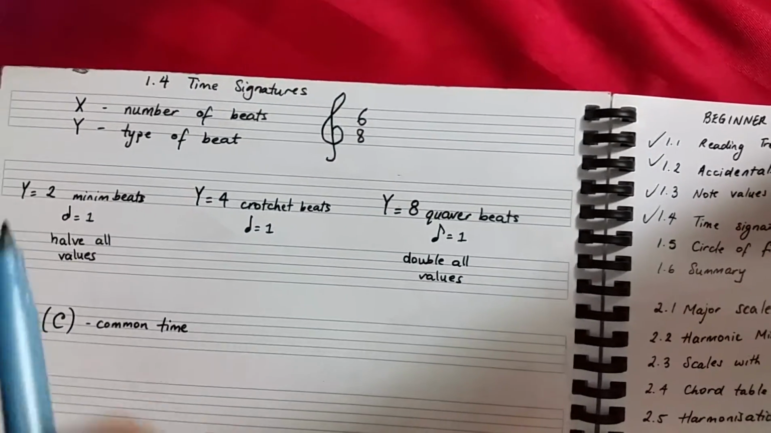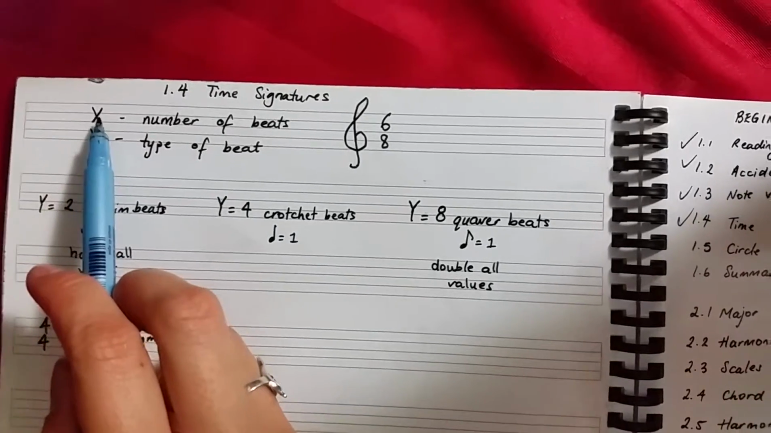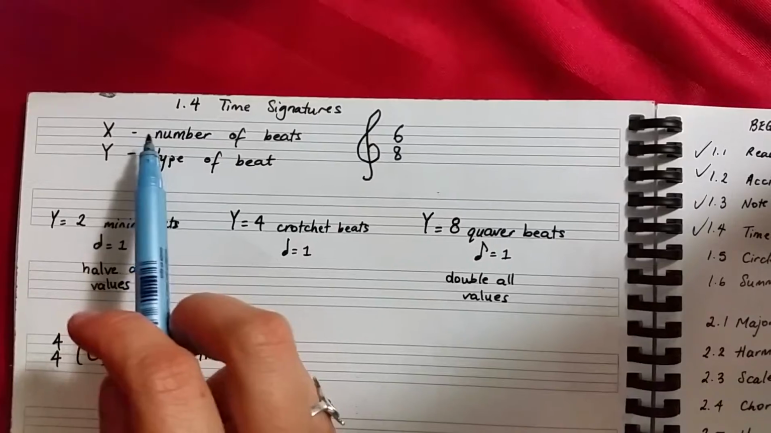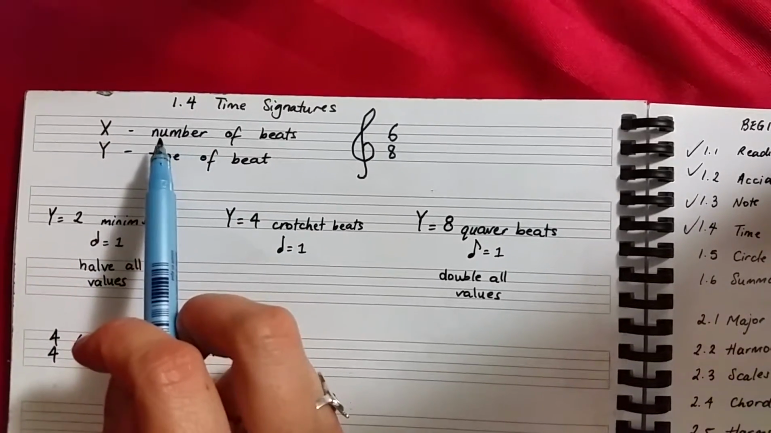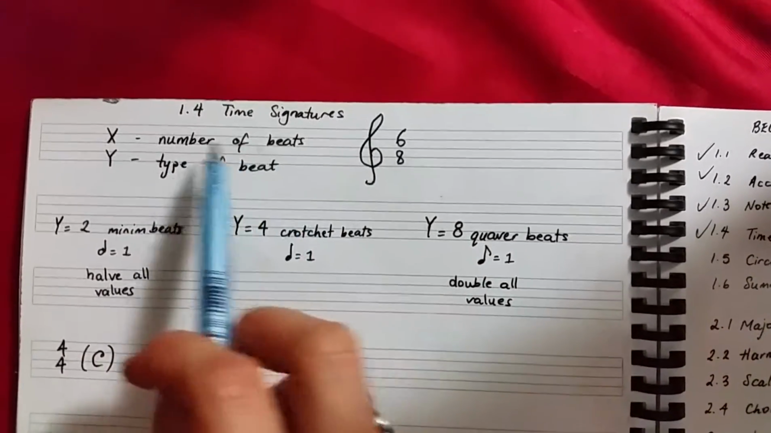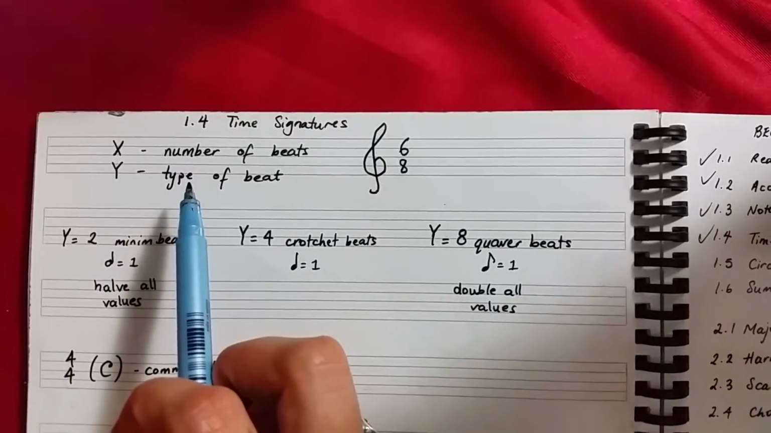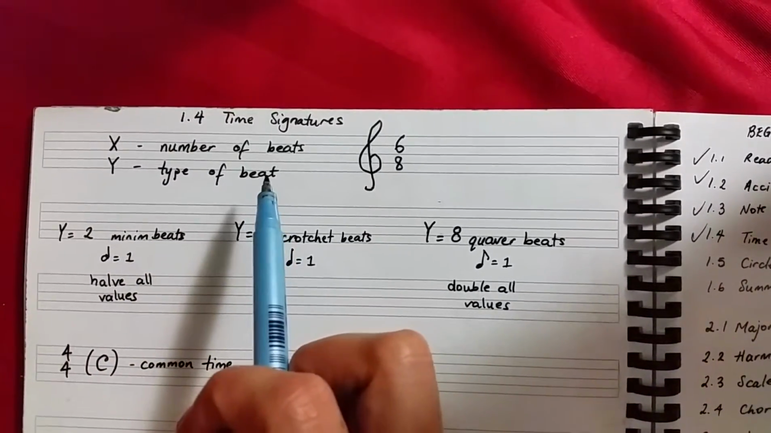Okay, so time signatures are represented by two numbers, X and Y. I'm just calling them X and Y. So the number at the top, which is X, represents how many beats there are in the bar, the number of beats. The Y, the bottom number, represents the type of beat that there are per bar.